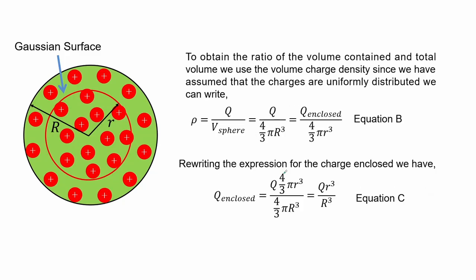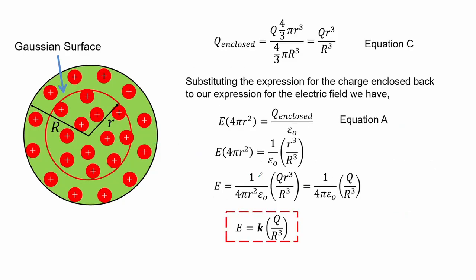To obtain the ratio of the volume contained and total volume, we use the volume charge density. Since we have assumed that the charges are uniformly distributed, we can write equation B. Rewriting the expression for the charge enclosed, we have equation C. Substituting the expression for the charge enclosed back to our expression for the electric field, we have the electric field generated by the charges contained inside the Gaussian surface.